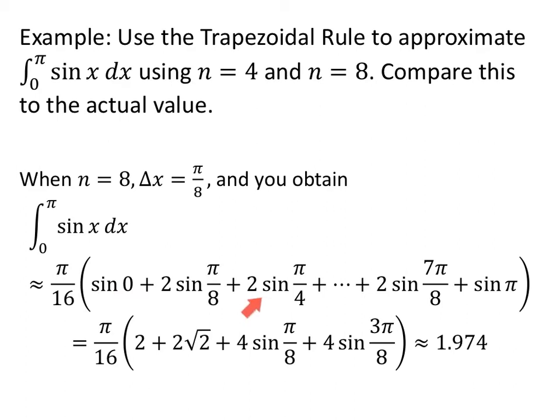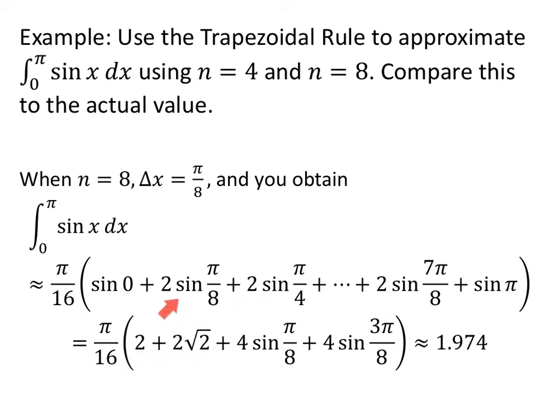The sine of pi over 4 and the sine of 3 pi over 4 are both square root of 2 over 2. They both have a coefficient of 2, so those cancel out. So they're each square root of 2, and I'll have 2 of them to make 2 square root of 2. The sine of pi over 2, which is 4 pi over 8, is 1. 1 times 2 is 2.